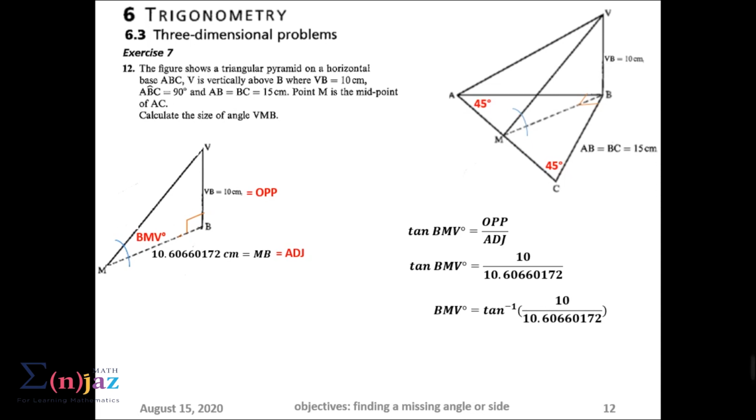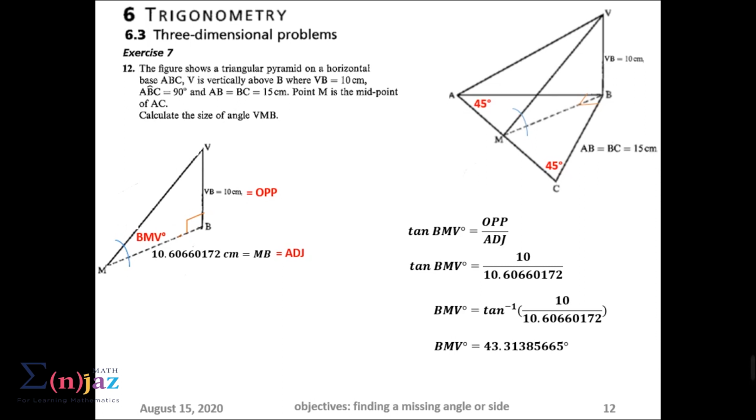You insert this in the calculator, and once again, to get the tan inverse, you press shift and tan. A bracket will open. Press the fraction button on your calculator. In the upper box, you put the 10. In the lower box, you put the 10.6. Don't forget to close the bracket and press enter. And you will get BMV as 43.3138566 degrees.